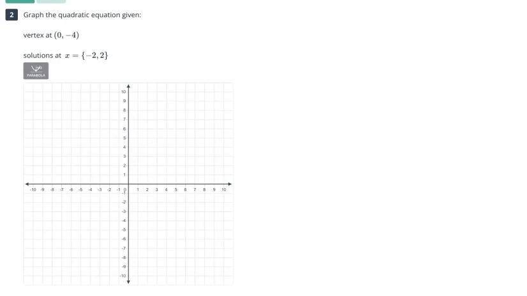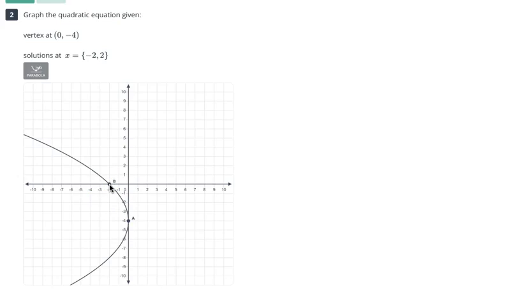So I'm going to look here. This one says vertex at 0, -4. Vertex 0, -4. Then solutions at -2, 2. Okay, solutions, remember, are x-intercepts. But look what happens if I click -2. Yeah, we haven't looked at anything that looks like that yet, right?